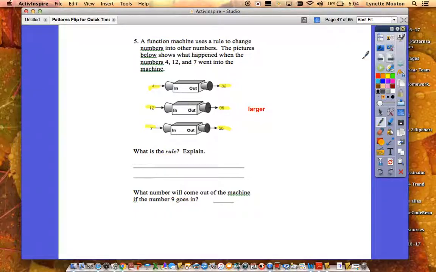So we know that the number is getting larger, and math ninjas, you know there are only 2 operations that make a number larger, and that would be addition and multiplication. So we would multiply or add. So we're asking ourselves, 4 plus what number? Because addition is the easiest one to try. If we have 4, and we add what number to it, will we get 32.